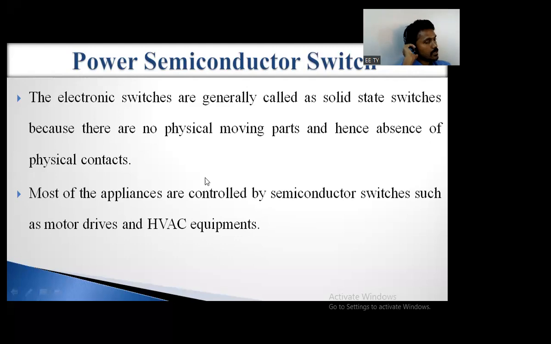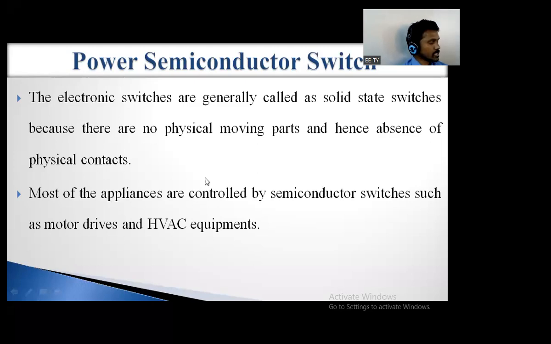For example, a transformer can be called a solid state device. Is it right? But in the case of an electrical machine, can we call it a solid state device? No, because it has a rotating part. It is a moving part. But a transformer does not have any rotating or moving part. So that's why the transformer can be called an electrostatic device, or it can also be called a solid state device.